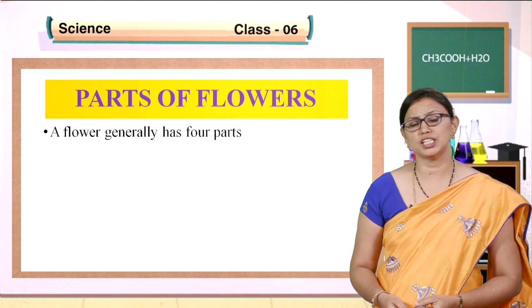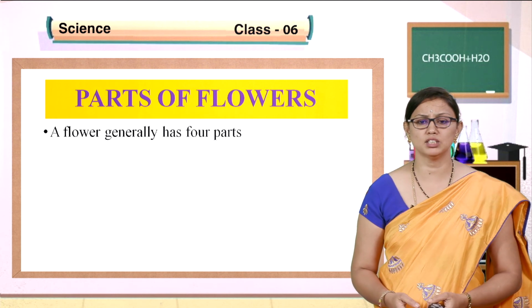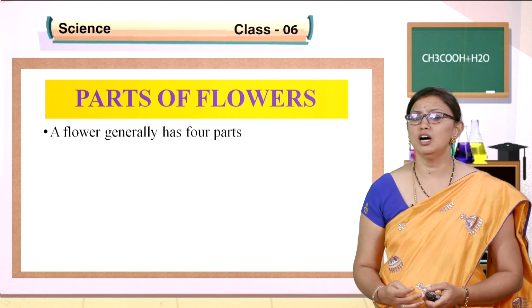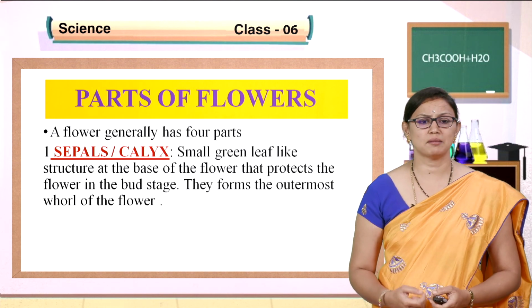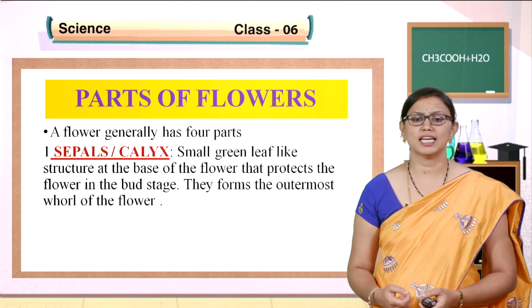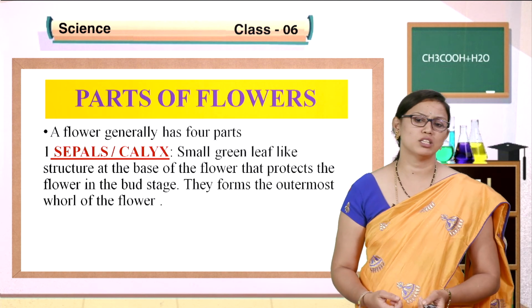Its flowers generally have 4 parts. Remember, children, the flowers will have 4 parts. The first part of the flower is called sepals, or it is also called calyx. What do you mean by sepals or the calyx?